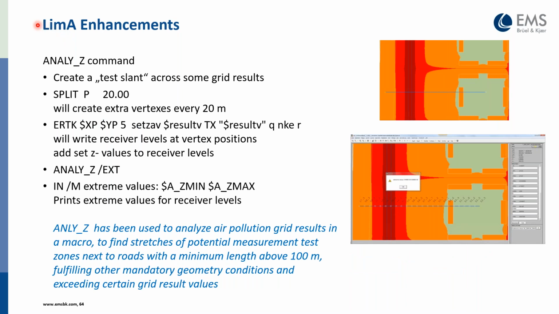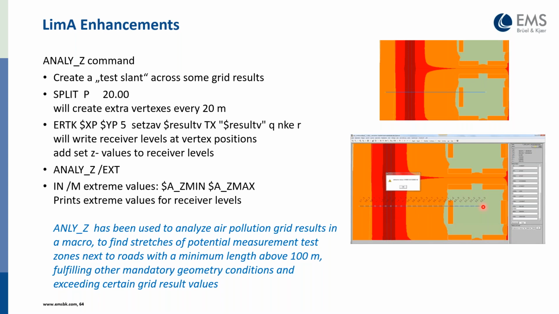Another one I'd like to explain about is called the analyze Z command, where you put a cross section or a test slant, a line across, for example, some grid results. This could be noise contours, this could be air pollution, this could be really anything at all. And then you utilize the analyze Z command to find out what the values are.